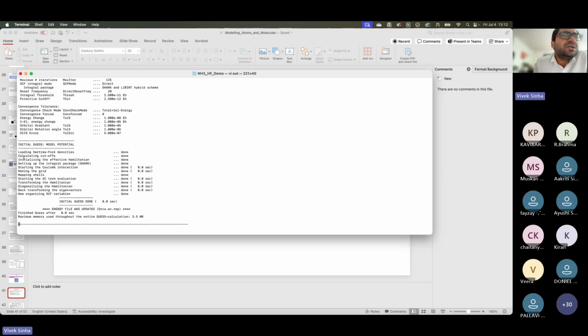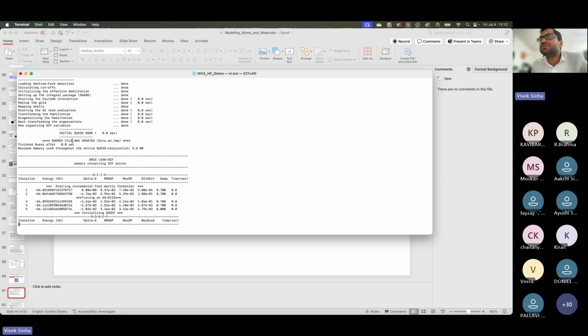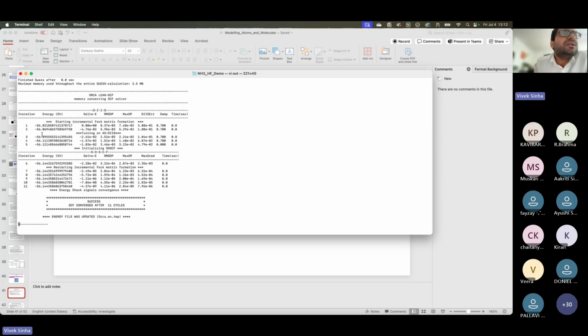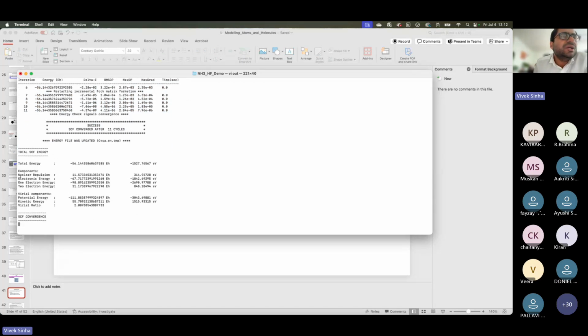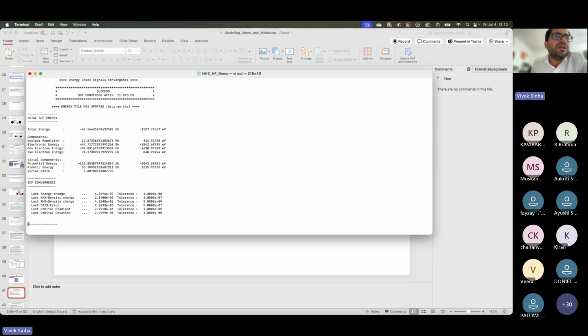So it is loading the densities, calculating all the cutoffs and everything for this molecule. It makes an initial guess of the density or of the wave function, and then it starts to calculate the energy. So it keeps on calculating until convergence is reached, right? See here, you have the nuclear repulsion, you have the electronic energy, 1 electron energy, 2 electron energy. These quantities are calculated.